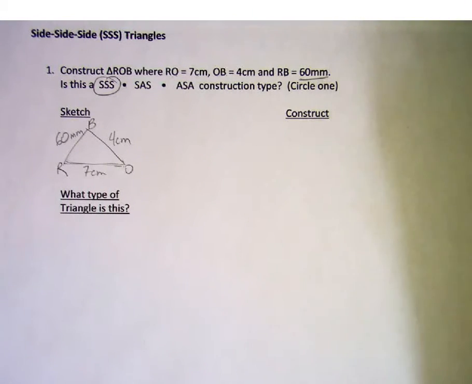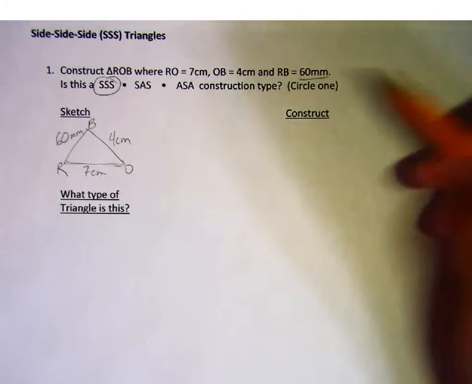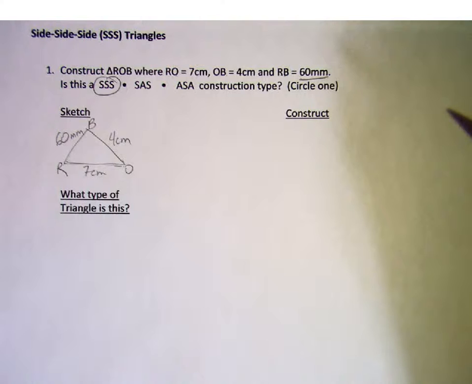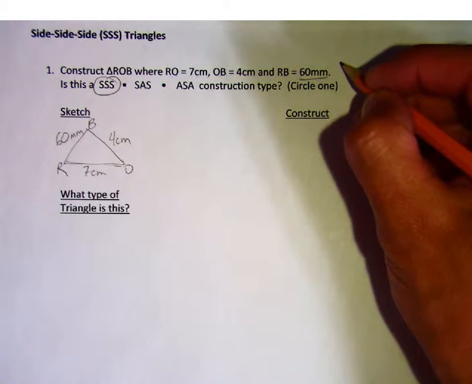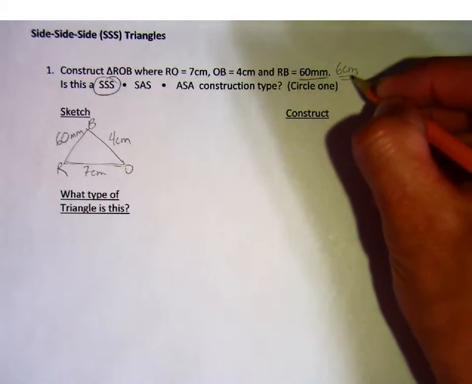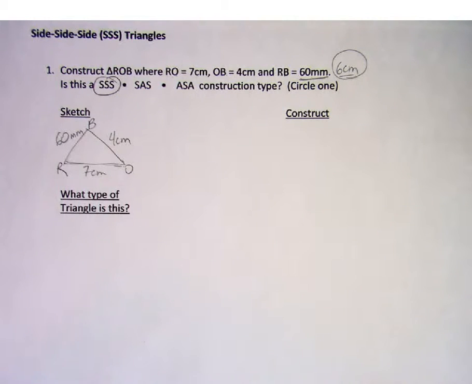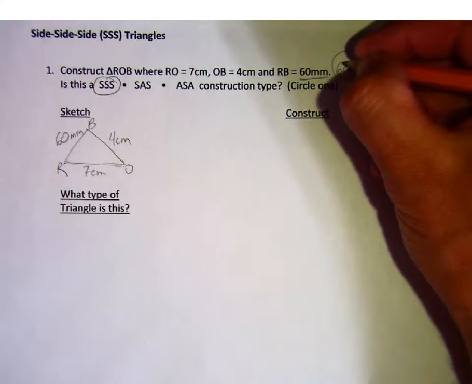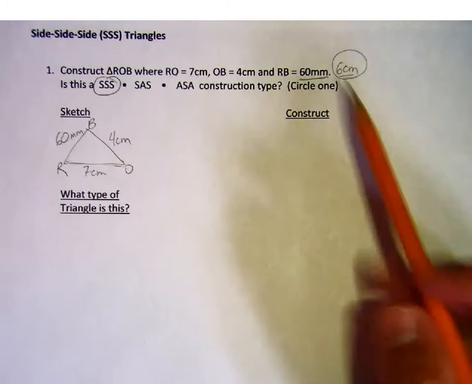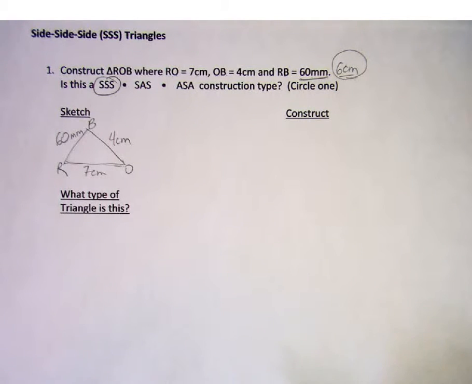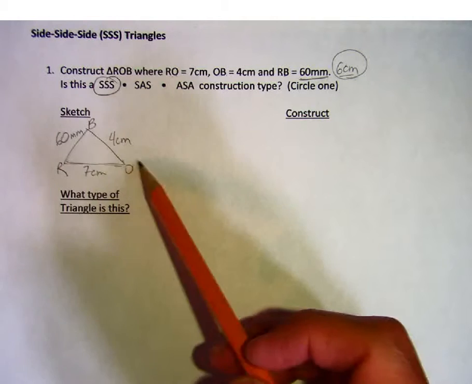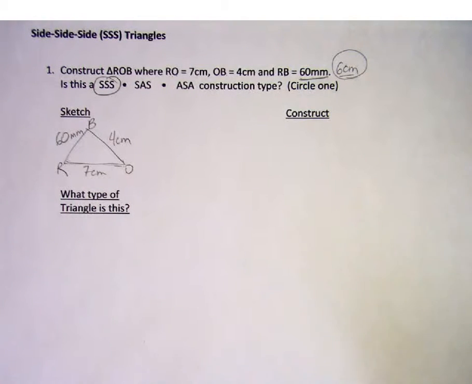Now I threw this in here on purpose because kids often don't pay attention to the measurements that they're given. These two are given in centimeters, that one's in millimeters. I can also know that 60 millimeters is the same thing as 6 centimeters. That's important for me to be able to know that. Okay, so I can use either of these. It's the same thing. So now I've got it sketched, so I have an idea of what I'm going to be doing and how I can start and what the measurements should be.